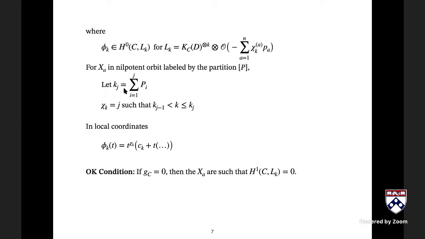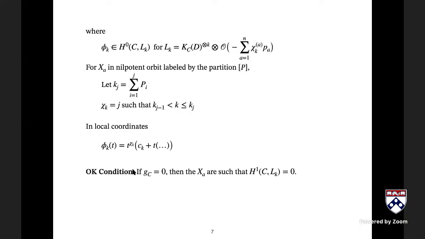Let K_j be the partial sums of all of the parts up to j. And then chi_k is the value of j such that k lies between K_{j-1} and K_j. So the upshot is, in local coordinates, these little phis, which are gauge invariant, vanish to order chi_k at the marked point. And then the leading coefficients, which will be the heroes of our story, are the c_k's, which are polynomials on the Lie algebra.